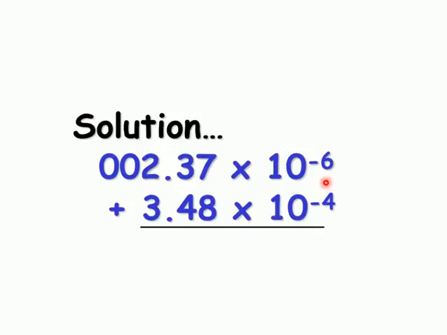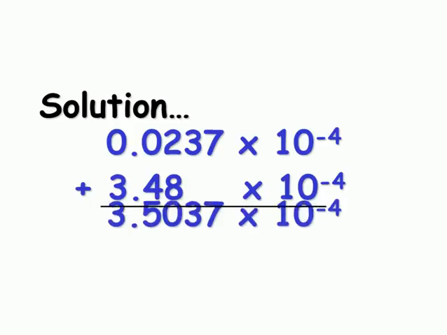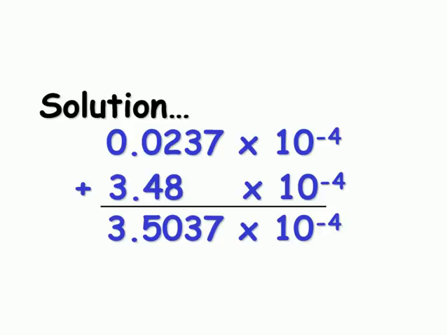So I am going to move the decimal 2 places to the left so that I can rewrite this equation as 0.0237 times 10 to the minus 4 power plus 3.48 times 10 to the minus 4 power as well. Now that my times 10 to the negative 4 powers are the same, I can carry out the addition of the m values and carry down my times 10 to the minus 4th.